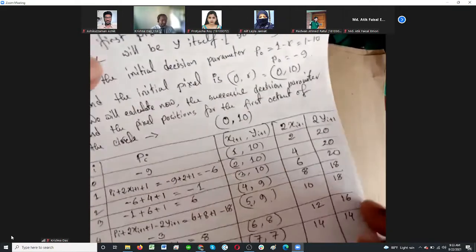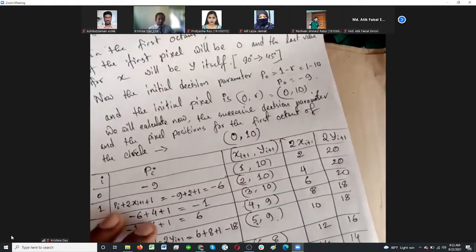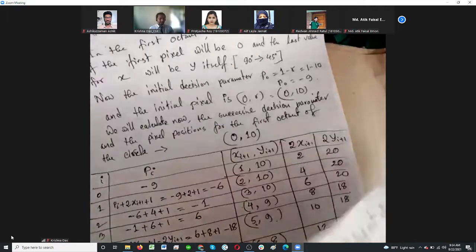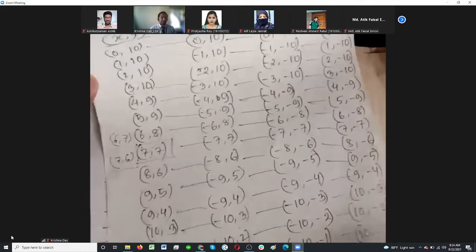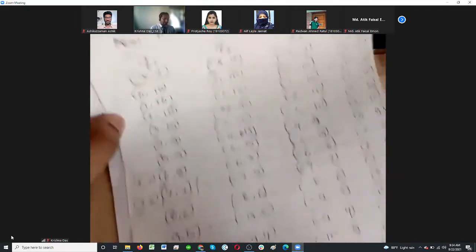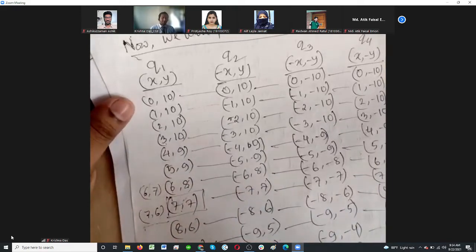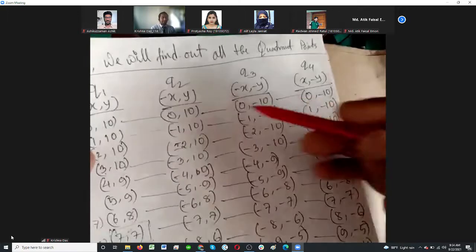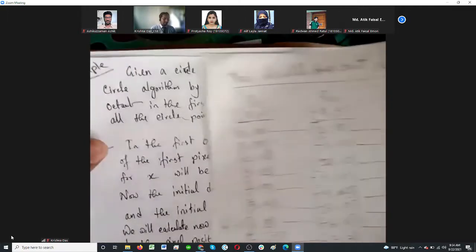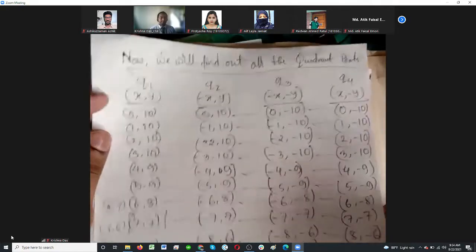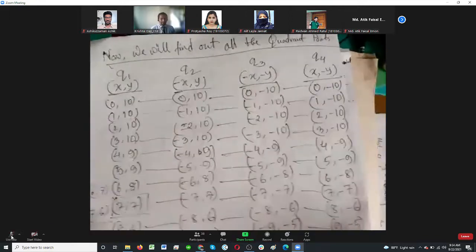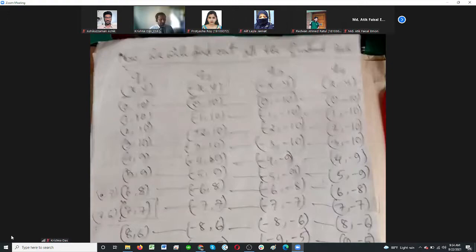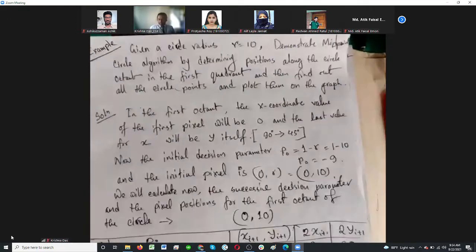I think the time is up. And tomorrow, next day, we'll find out all the points here. You can see here that these are all the points that you can get after reversing the first octant to get the first quadrant values. Like this, we will change the sign and we'll get all the 4 quadrants, and then we will plot on the graph, right? Plotting on the graph needs a little bit of time. That's understandable. Okay, all right.